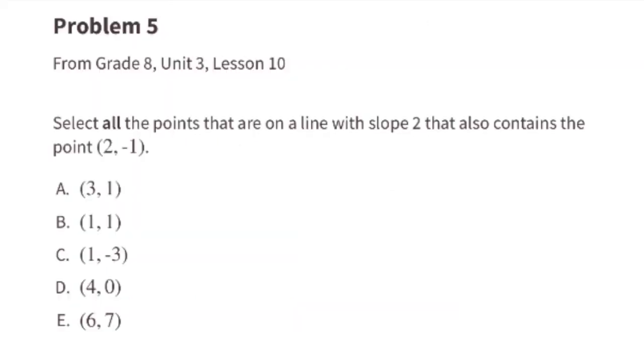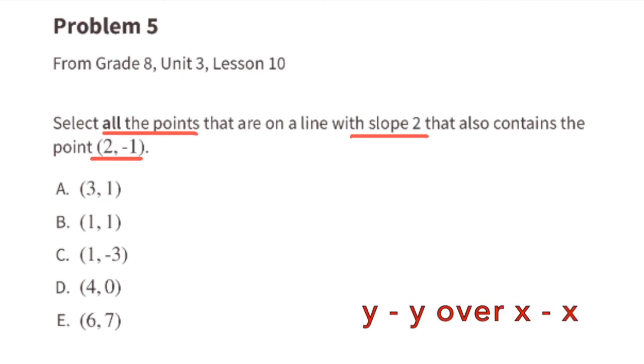Problem number 5, from 8th grade, Unit 3, Lesson 10. Select all the points that are on a line with slope 2 that also contains the point 2 and negative 1. Let's use the difference of the y values divided by the difference of the x values, or y minus y over x minus x.